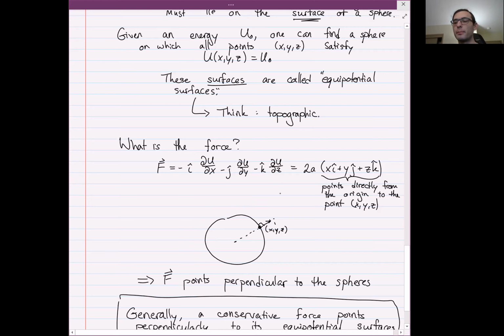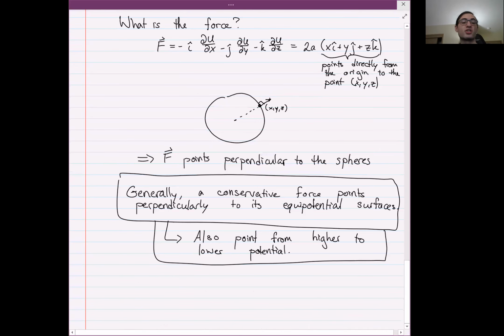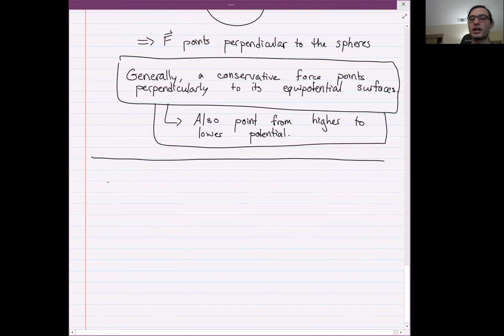And so this is a general feature of forces. They always point in directions that will decrease their potential energy. So equipotential surfaces are a good tool for just visualizing how forces work. We'll touch on them a little bit more, but it's just something that I needed to introduce to you. There's one more tool that we need to talk about to understand systems in terms of energy, and these are energy diagrams.